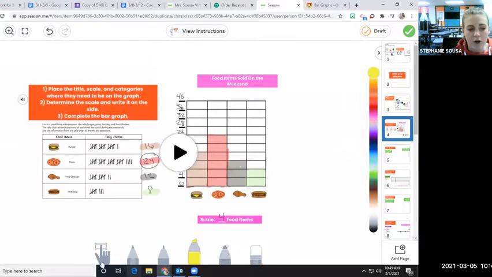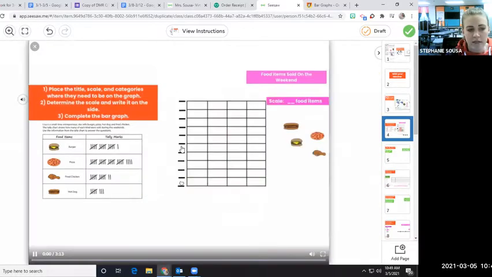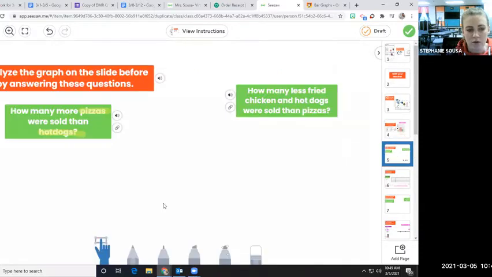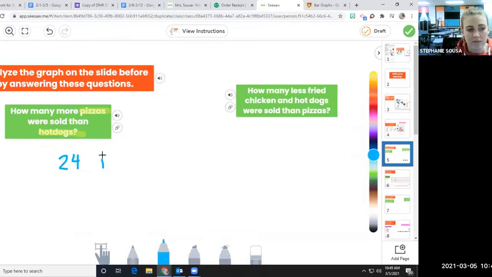When I look back at her graph, it's kind of hard for me to see, so I'm going to click on that play symbol to show the graph there. And I'm going to look at my pizza and hot dogs. Pizza goes up to 24. So 24 pizzas were sold. Hot dogs goes up to 8. So 8 hot dogs were sold. So I have 24 pizzas. I have 8 hot dogs.